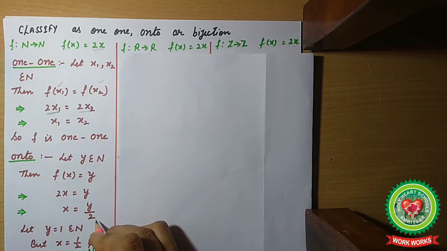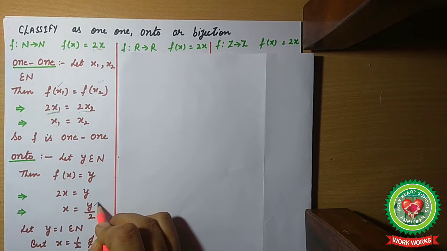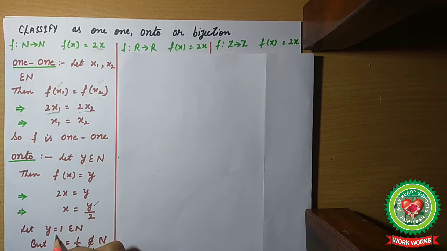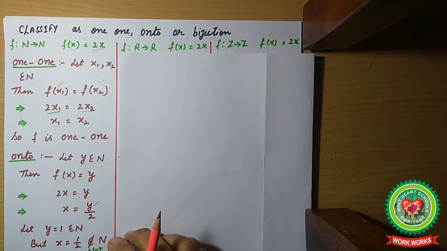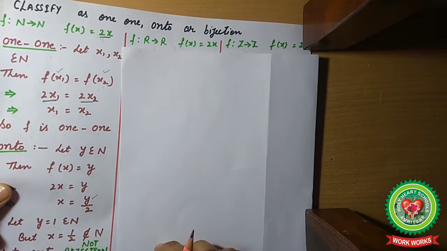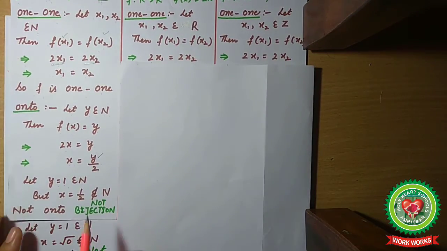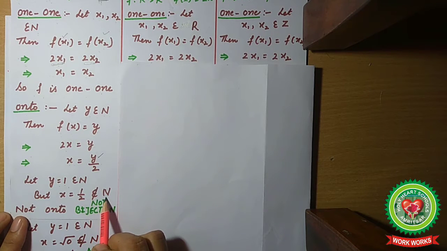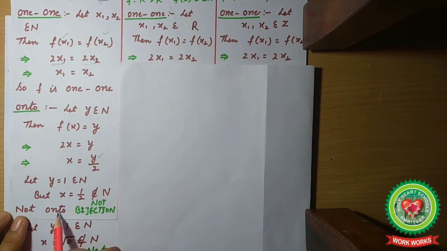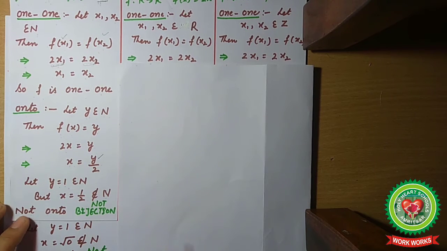Now we will check whether this function is onto or not. If we put y equal to 1, then 1 belongs to the natural numbers, but what is the value of x there? It will be equal to 1 by 2, which does not belong to the natural numbers. So it is not onto, and so not a bijection there.